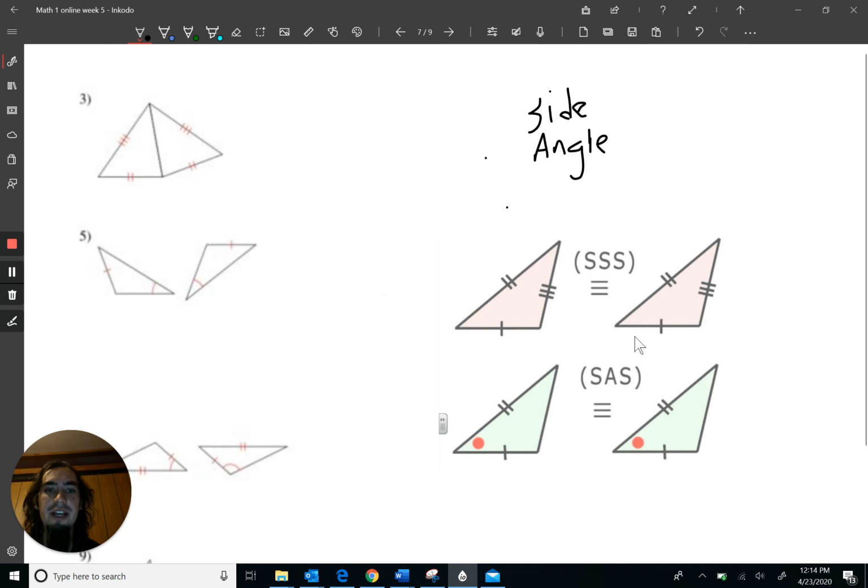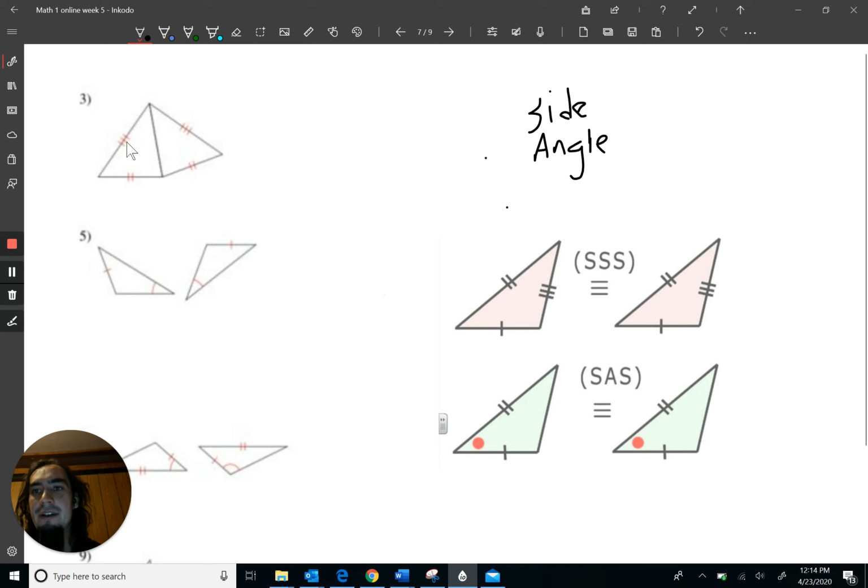So since this side matches with this one, that's one side. And since this one matches with this one, that's a second side. And then this one matches with this one, that's three sides. So all three sides are congruent. So that means that these two triangles are congruent. And so let's look at example number 3.